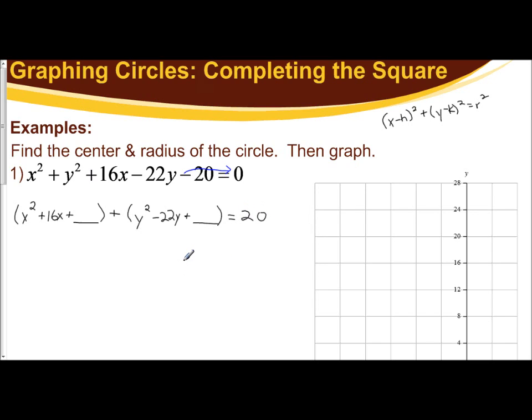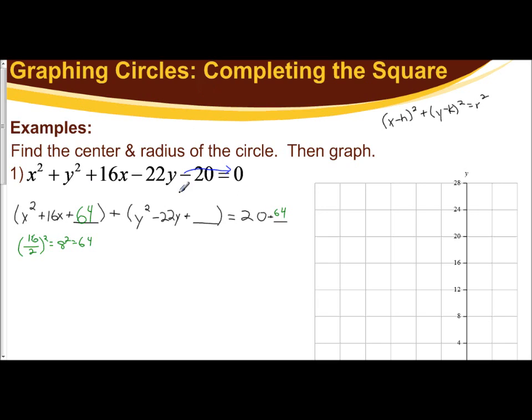So now I complete the square. I'm going to do it underneath in a different color here. So you take half of your b value. So I take 16, and I'm going to divide by 2, and then I square that. So that's 8 squared, which is 64. Now remember, since I put a 64 here to keep this equation balanced, I'm going to also have to put a 64 on the right side.